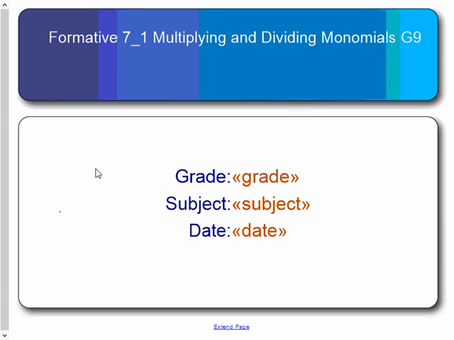Chapter 7.2, the next video, is how to multiply a monomial by a polynomial. And 7.3 is how to divide a polynomial by a monomial. So the first section, 7.1, is just all about monomials. If I take this and drag it up, I can't.